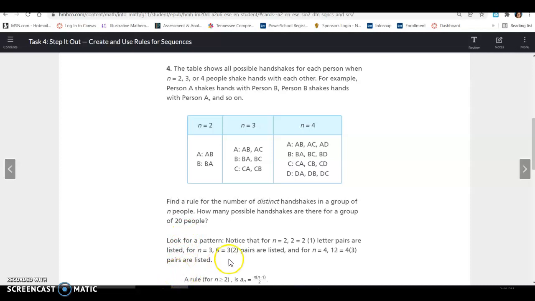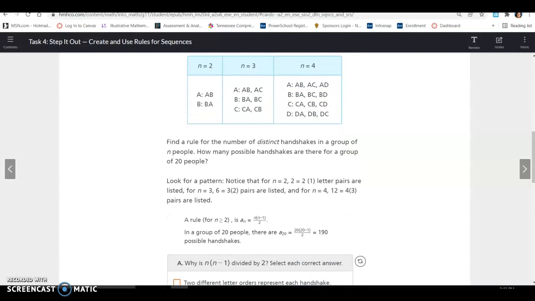Look for a pattern. Notice that for n equals 2, one letter pair is listed. For n equals 3, 6, which is 3 times 2, pairs are listed, and for n equals 4, 12, because 4 times 3 pairs are listed. So those we've already looked at here. They're just writing that out, evaluating what they have to see if they can find a pattern.